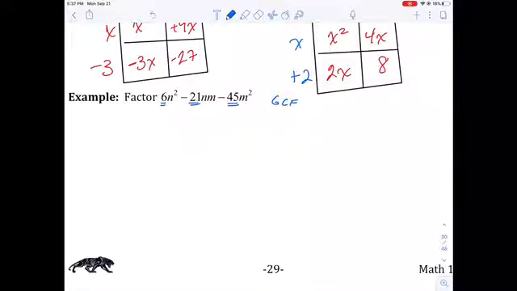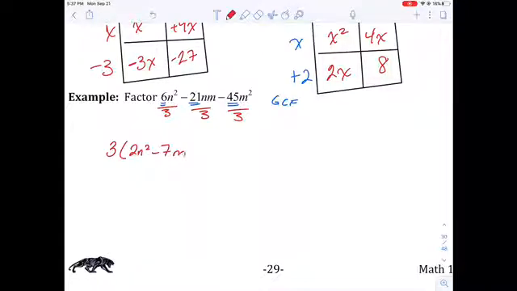And what's common to 6, 21, and negative 45? Positive 6, negative 21, and negative 45, I should say. For sure, it is a 3. A 3 can come out of all of those. So we're going to divide everything through by 3. And we end up here with a 3 out front. And we get a 2n squared, 21 divided by 3 and minus 7mn, and 15 divided by 3, that's negative 15m squared.